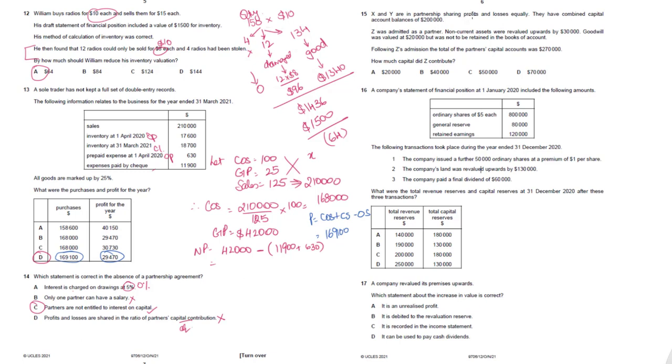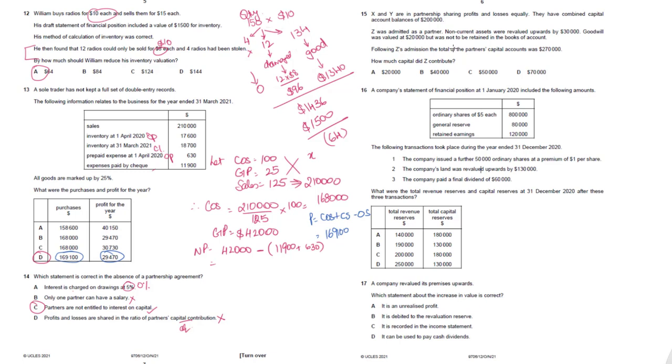X and Y are in partnership sharing profits and losses equally. They have combined capital account balance of 200,000. Z was admitted as a partner. Non-current assets were revalued upwards by 30,000. Goodwill was valued at 20,000, but was not to be retained in the books.